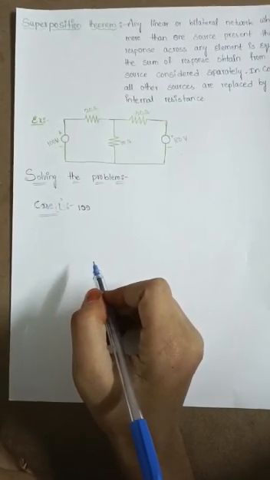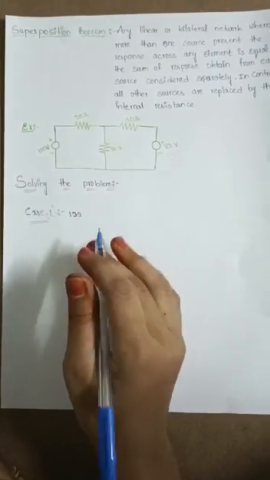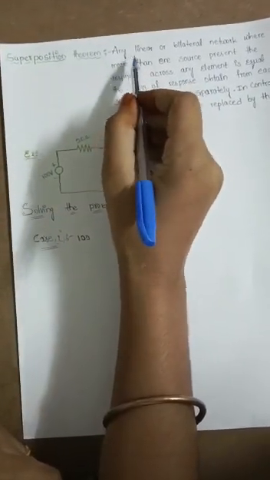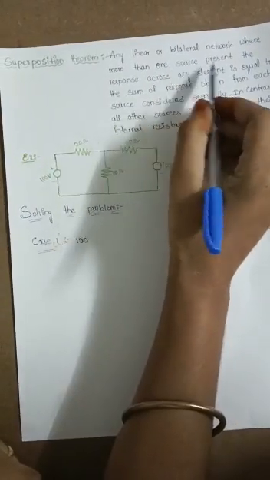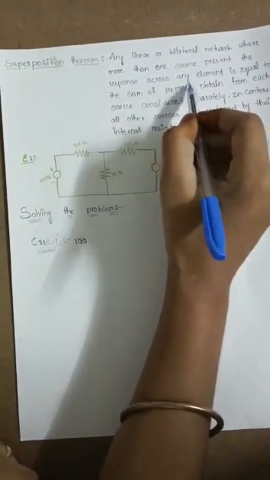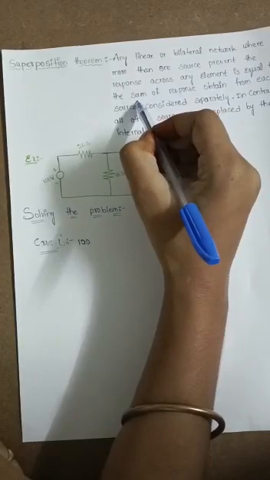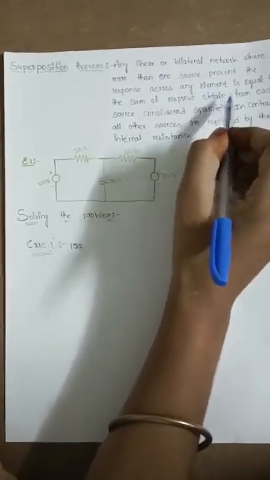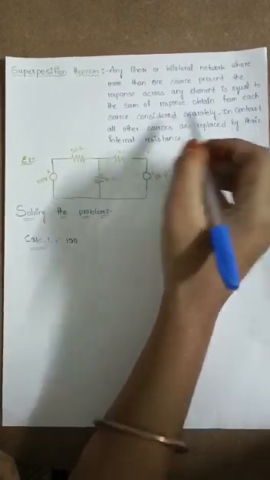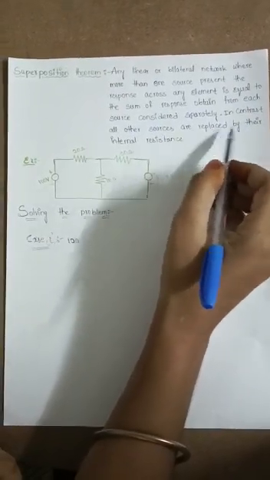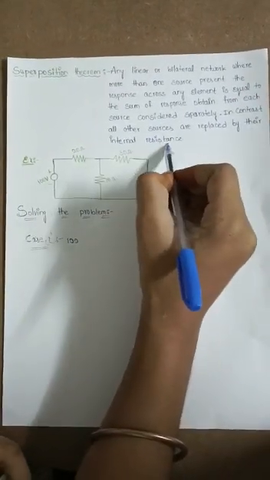I am here to explain the superposition theorem. Let us come to the statement. In any linear or bilateral network where more than one source is present, the response across any element is equal to the sum of the responses obtained from each source considered separately, while all other sources are replaced by their internal resistance.